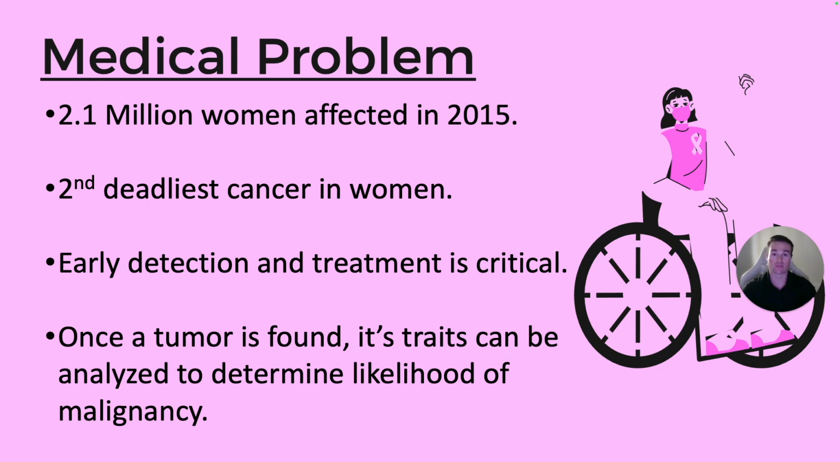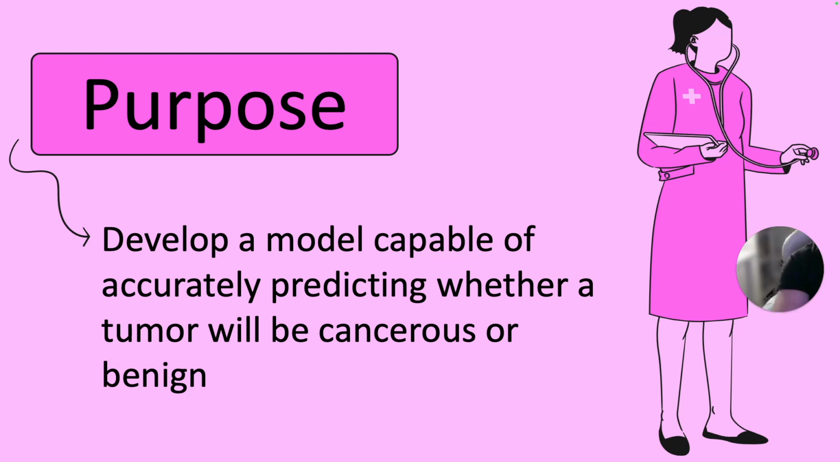So once someone unfortunately finds a tumor, medical professionals can use things like x-rays and MRIs to analyze different traits about those tumors and use those traits to determine the likelihood of it being malignant or hopefully it being benign, regular growth. So the purpose of this analysis is to develop a model that is capable of taking information on traits observed by medical professionals and analyzing them and accurately predicting whether a tumor will be cancerous or whether it will be benign.